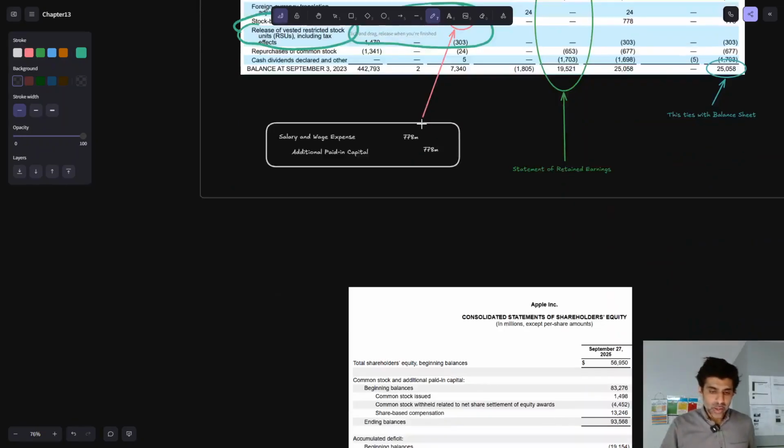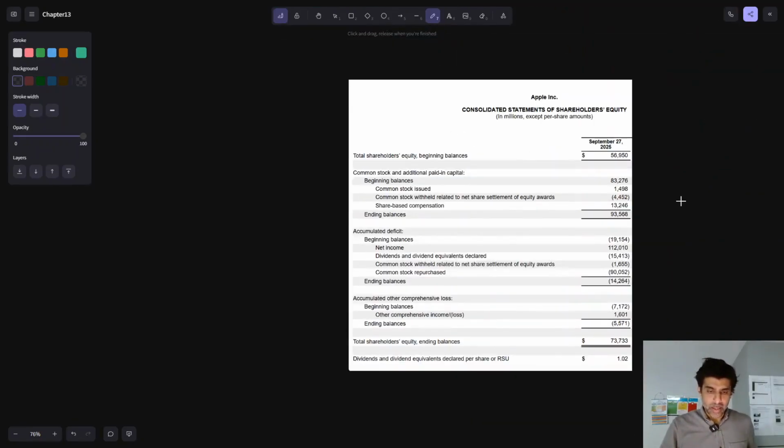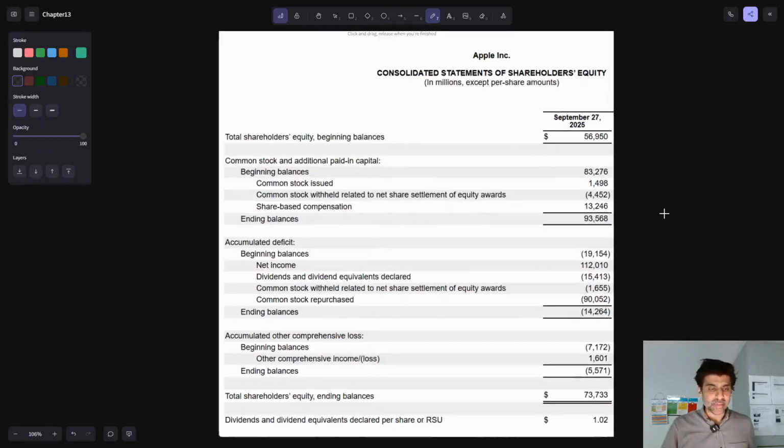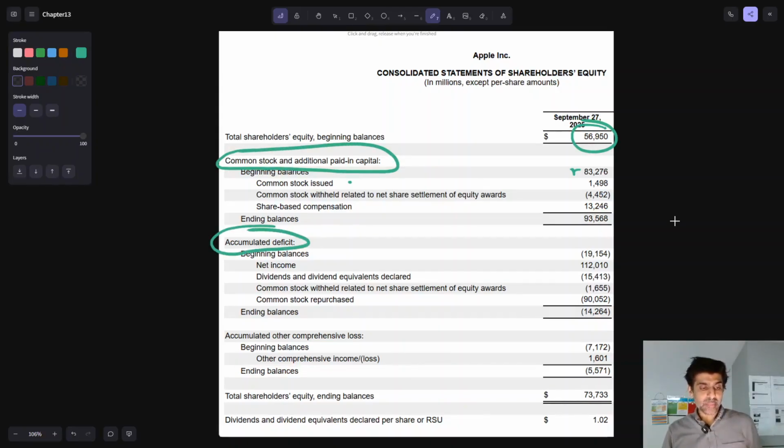Okay. So this is just Apple's. This is a different format of how they do it. They again just take the total shareholder equity from the last period, and they're taking the beginning balance. They're showing how many shares were issued. So they're doing it first by paid-in capital, and then they're doing it by retained earnings.